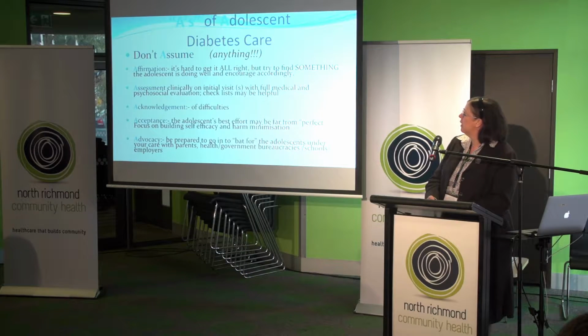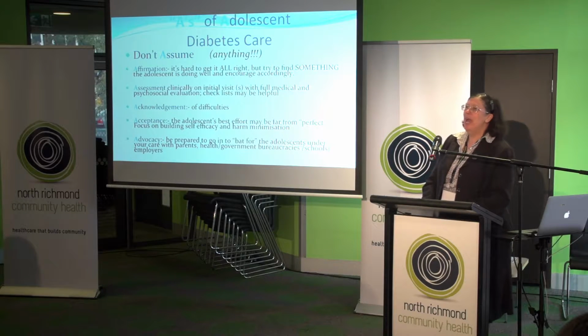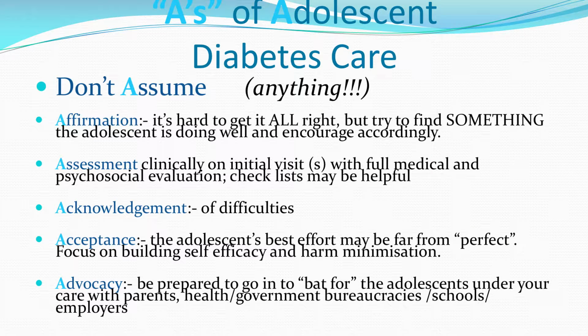And so that's very much the theme of what we've been talking about today and that York set the scene for before morning tea. So the first one is assumptions, and don't assume that your adolescent knows anything, really. And make sure that you discuss it in a respectful way with the adolescent. Affirmation, it's hard to get it all right, but try to find something the adolescent is doing well and encourage accordingly, whether it's with their diabetes, their, I see you smiling, from the dietitian's point of view or dentist or whatever. Really thorough assessment, both medical and psychosocial evaluation.